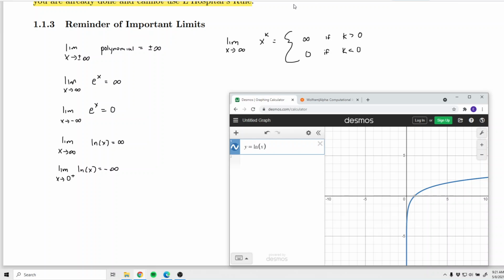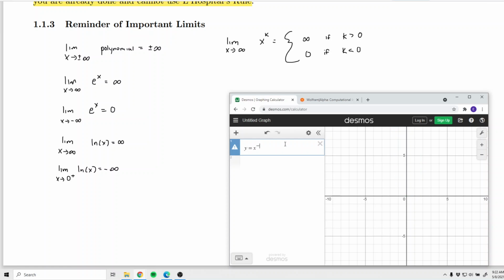And then the last little one I have is if you're doing the limit as x goes to infinity of x raised to any power, if the power is positive, it's infinity. If the power is negative, it's 0. So like x raised to the fourth. As we go to the right forever, the y value is going to go up to infinity.